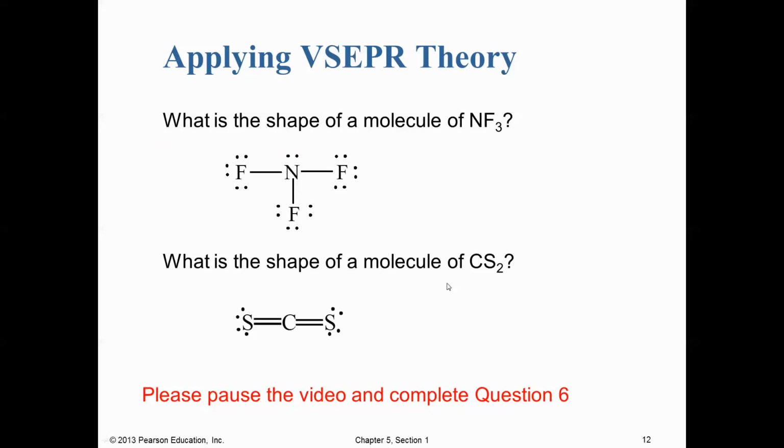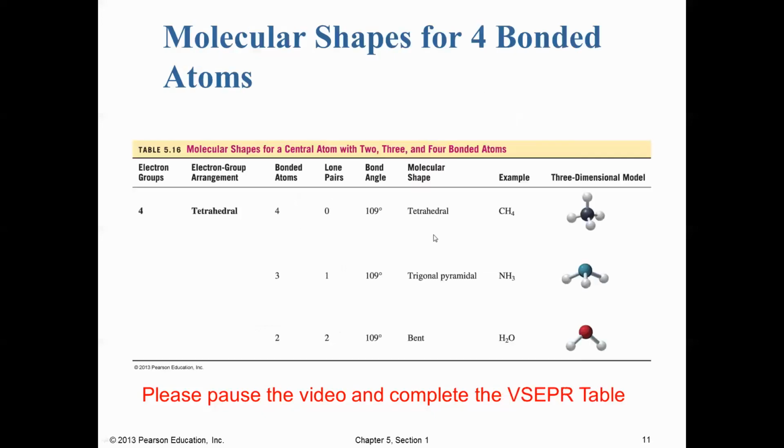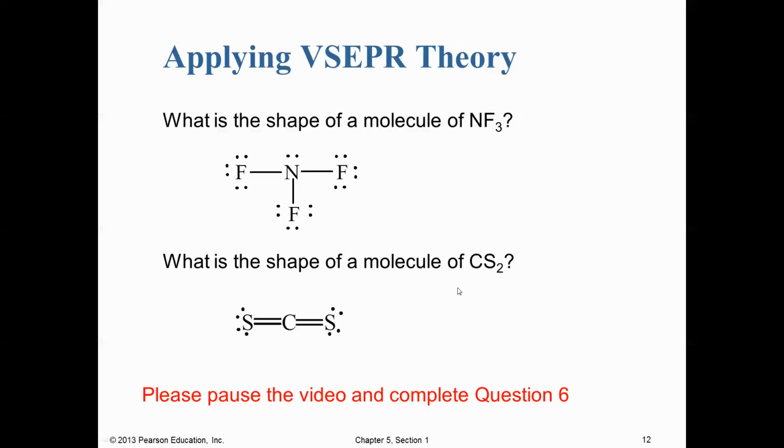So here are some dot structures. Let's figure out these shapes based upon the dot structures and using the table on the previous page. So we have NF3 here. There's our dot structure for it. If we look at our central atom, it has 3 bonded atoms attached to it and 1 lone pair. If we refer back to our chart here, 3 bonded atoms and 1 lone pair is going to be trigonal pyramidal in shape. So this is going to be trigonal pyramidal.